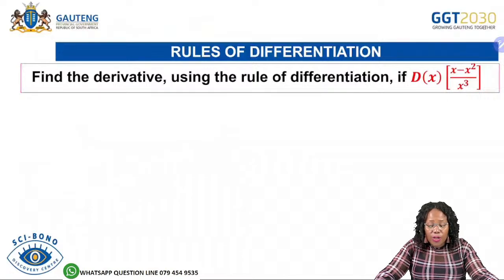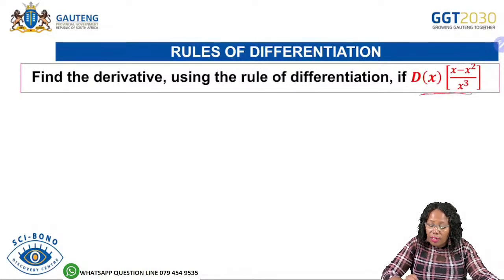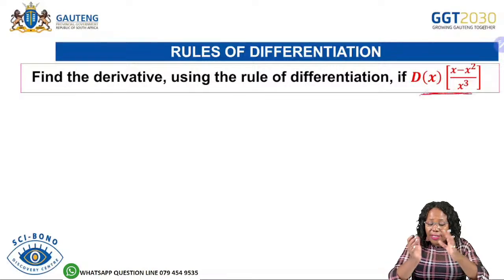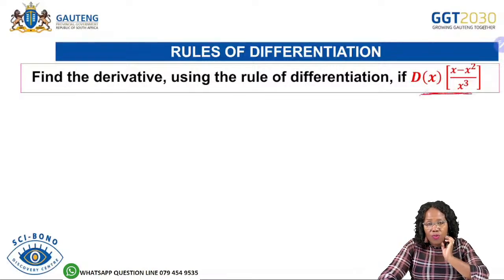Right, let's look at this one. Find the derivative using the rules of differentiation. Look at the notation there. There is no equal sign. It's the d/dx of that particular fraction that is given to us. Right. Now we check that before we derive. Can you see that you are having what? A variable in the denominator. We can't differentiate if we have that x cubed in the denominator.